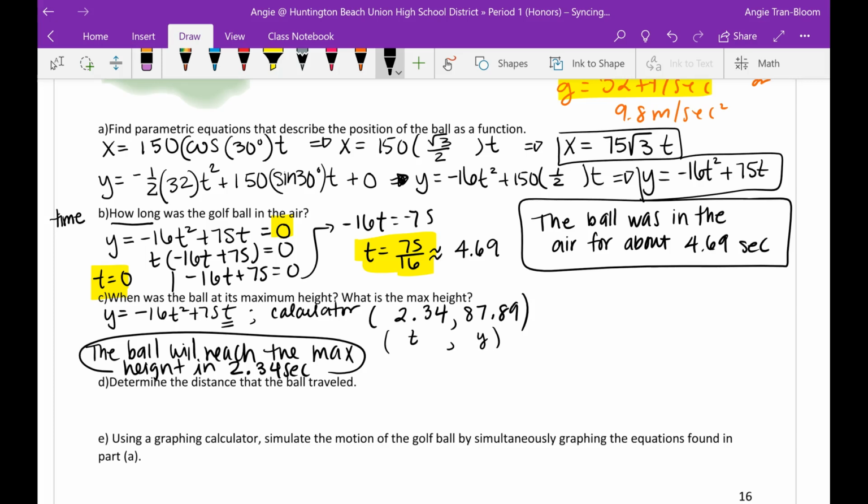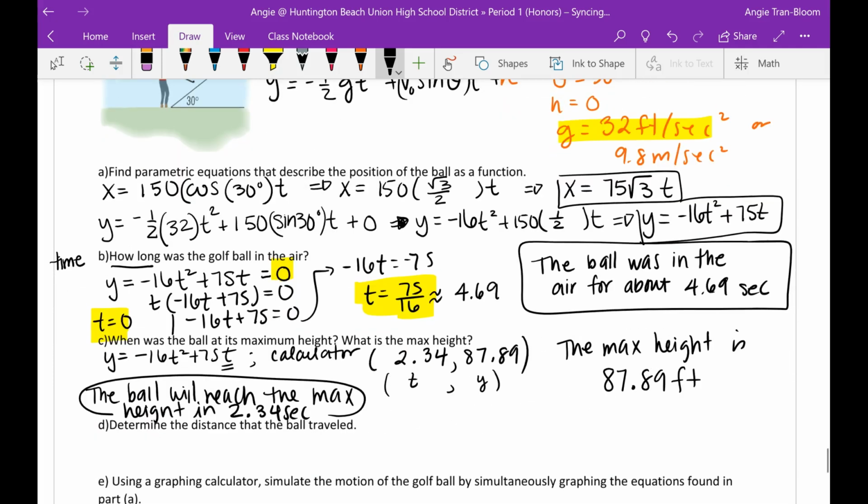And it says, what is the max height? The max height is 87.89, and I believe this was in feet, but let me double check. Yep, it's in feet. Okay, so that question right there needs both answers.